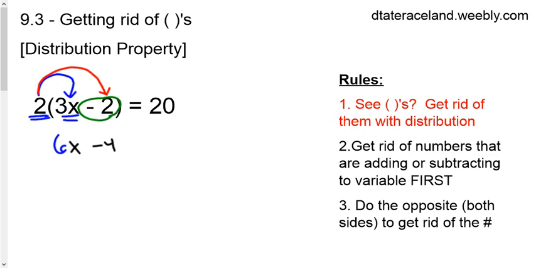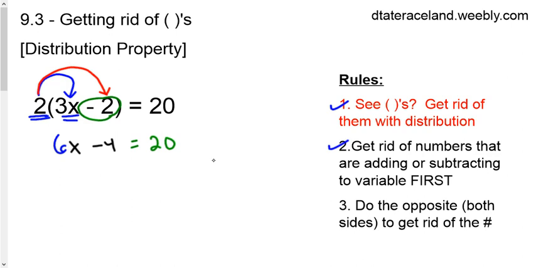So to recap, the distribution property is pretty simple. We take the outside number, multiply all the terms by it. 2 times 3x is 6x. 2 times negative 2 is negative 4. And because our product is negative 4, we're just going to use that negative sign to sit right next to that. And now we haven't touched the equal sign. We haven't done anything to the 20. We just pull those down. And guess what? We're done with the first step.